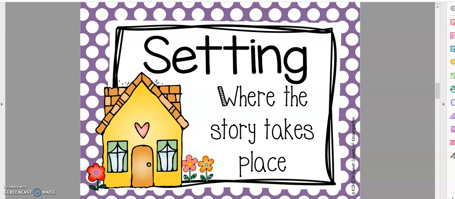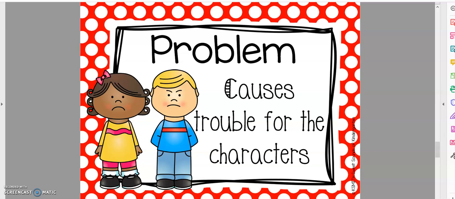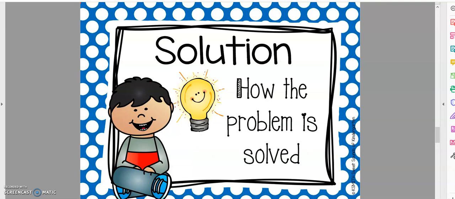After setting, we move to problem. So the problem is what's going wrong in the story, or something that needs to be fixed. So the problem usually causes trouble for the characters, and they need to fix it. By fixing it, that leads them to the solution. That's when the problem gets solved.